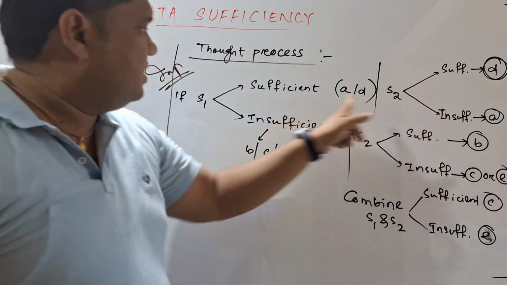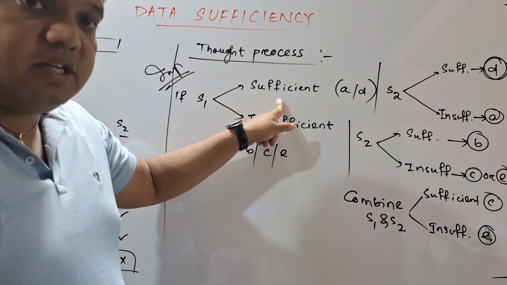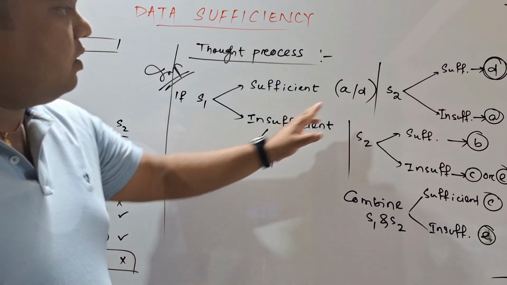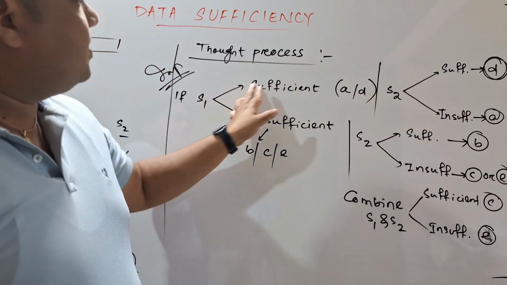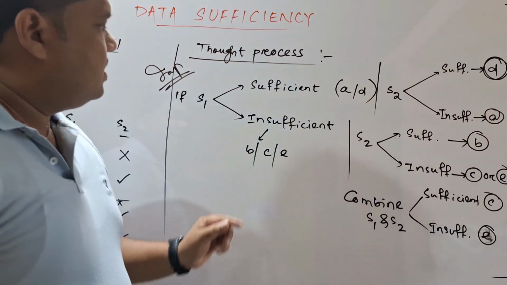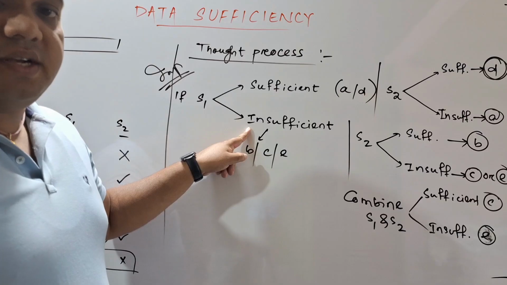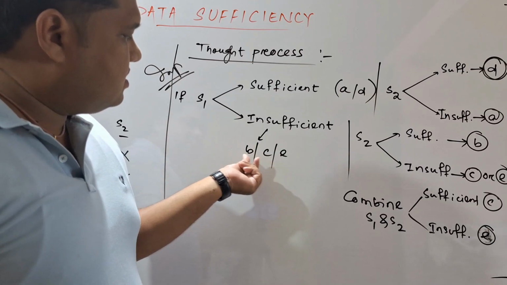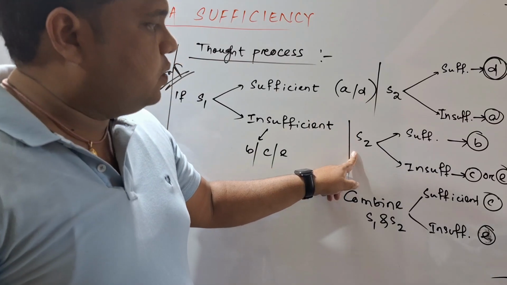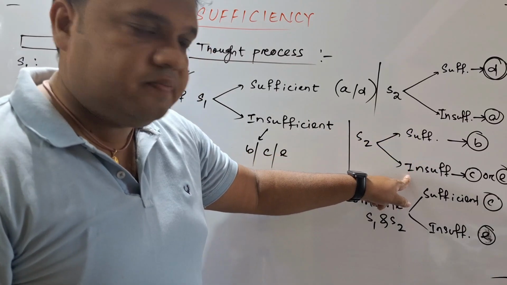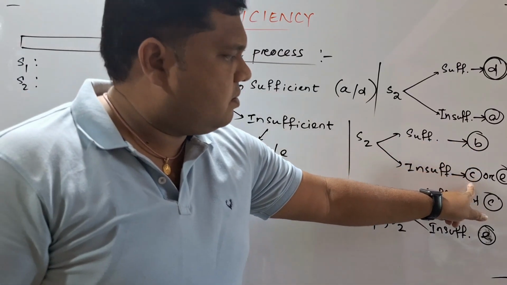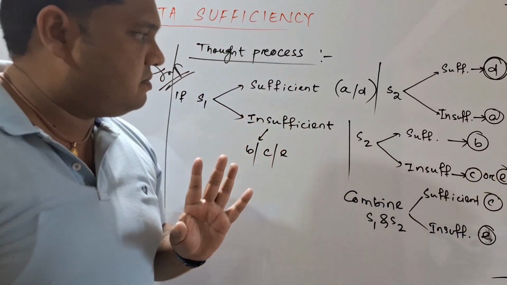If statement 1 is unique, sufficient, and statement 2 is also sufficient, then the answer is option D. Now if statement 2 is insufficient, the answer is only statement 1 alone is sufficient, statement 2 is not sufficient, so the answer is option A. Now if statement 1 is insufficient, the answer is going to be either B or C or E. Who will decide? Statement 2 will decide. Now for statement 2, either it is sufficient or insufficient. If it is sufficient, my answer is option B. If it is insufficient, between C or E, one of them is my answer.